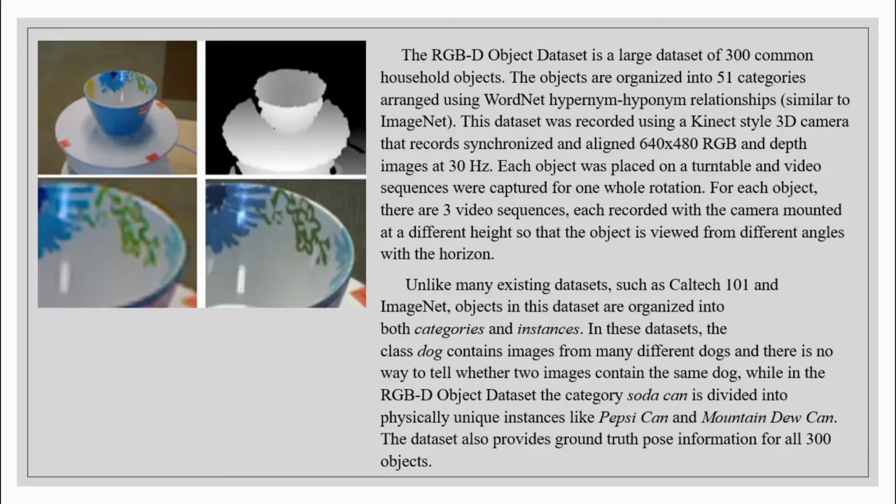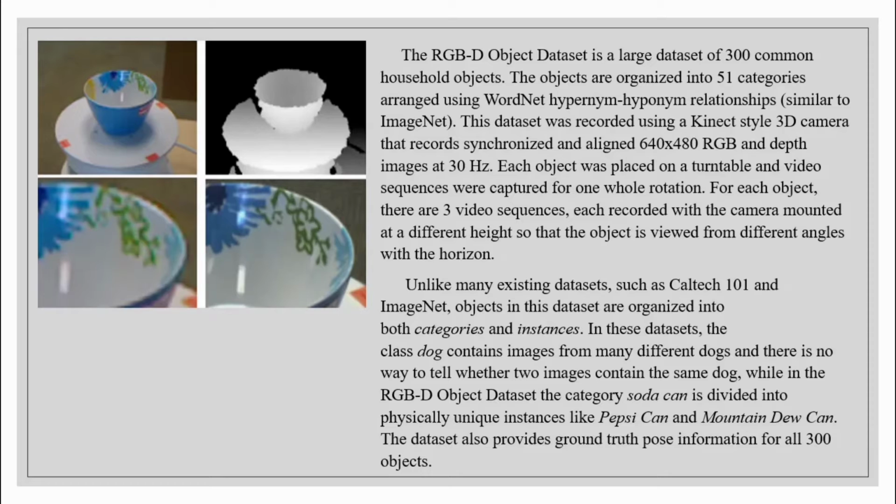This dataset was recorded using a Kinect-style 3D camera that records synchronized and aligned 640 by 480 RGB and depth images at 30 Hz. Each object was placed on a turntable and video sequences were captured for one whole rotation. For each object, there are 3 video sequences, each recorded with the camera mounted at a different height so that the object is viewed from different angles with the horizon.